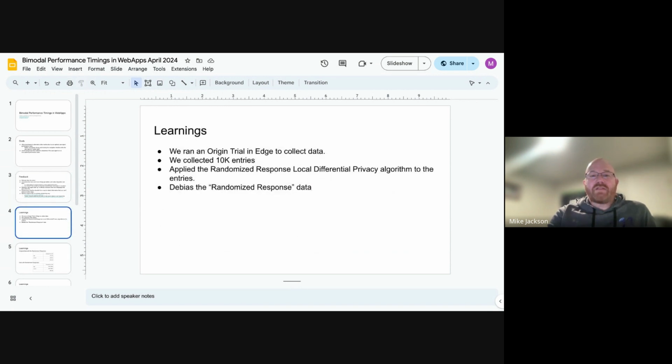And so the last time we met, the takeaway that I had was that we would go run an origin trial in Edge for our customer that needed this. We would collect some data and then apply a randomized response local differential privacy algorithm on the entries that we collected, and then see if we could debias the data to see if we actually got useful information out of it. So we did that.